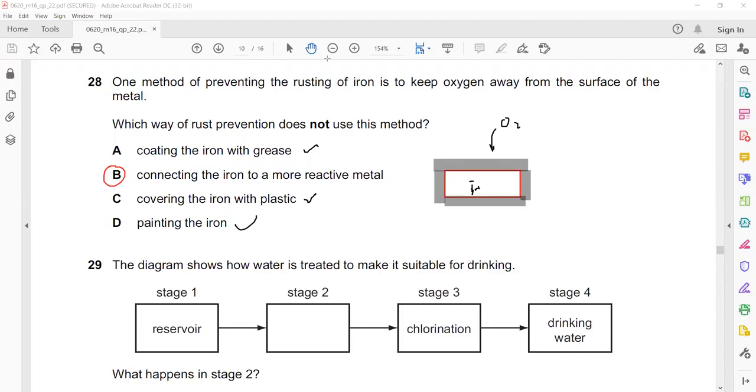even though the iron is exposed, this iron will not react. Why will this iron not react? Because zinc is more reactive than iron, so zinc will react instead of iron. So even though iron is exposed to oxygen, iron will not react because zinc is more reactive, so oxygen will react with zinc. So this method is not keeping away the oxygen. Even though iron is exposed to oxygen, it will not rust due to sacrificial protection, zinc sacrifices for iron. We also call this galvanizing when we coat with zinc.